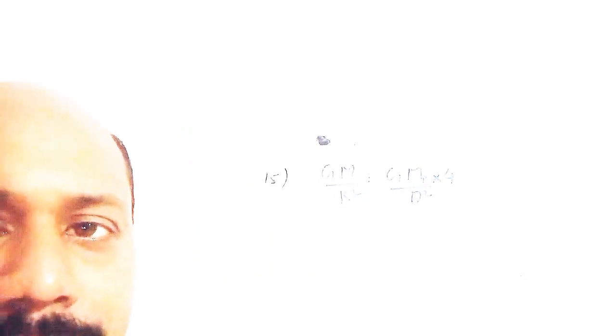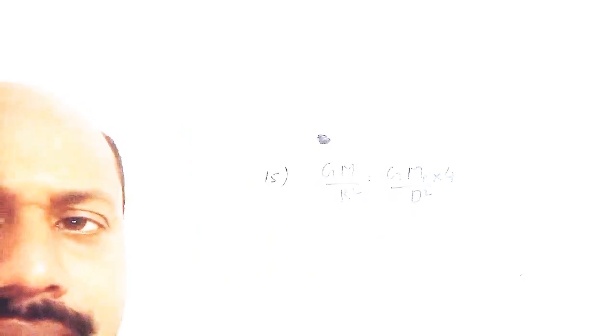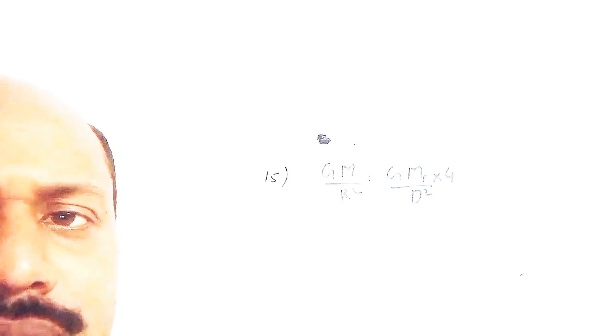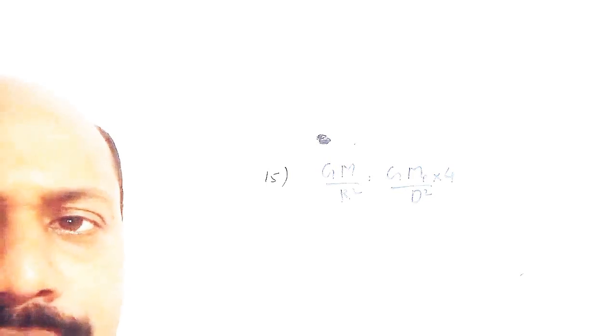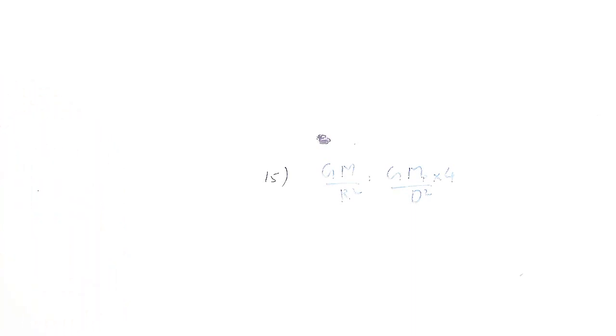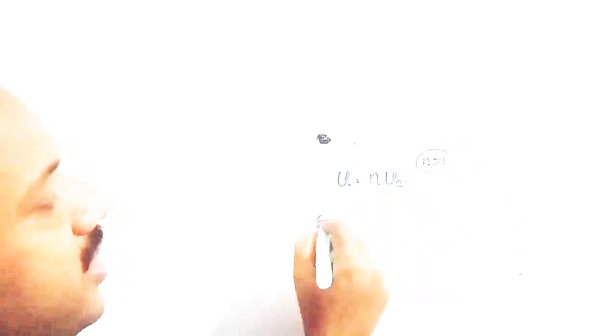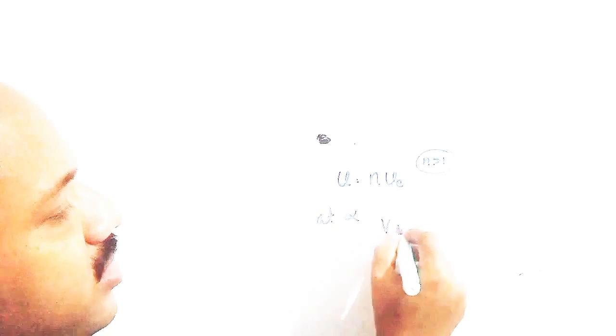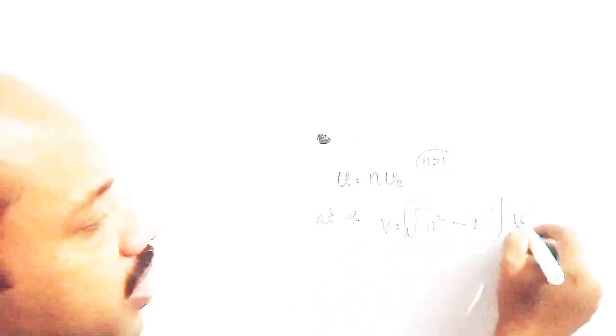Yes. 17. The escape velocity from the surface of Earth is Ve. A body is projected with a velocity 2Ve. With what constant velocity will it move in interplanetary space? Can I say a shortcut? If an object is thrown with a velocity u equal to n Ve from the surface of Earth, where n is greater than 1, the velocity at infinity is equal to root of n square minus 1 into Ve, right?